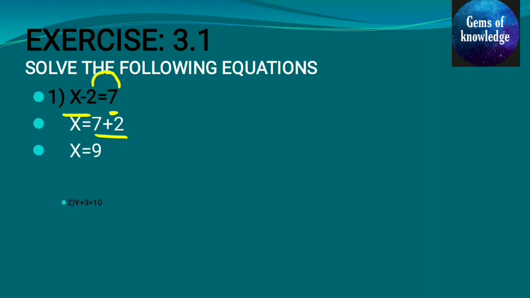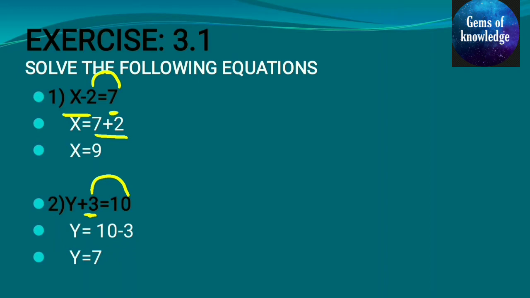Next question: y plus 3 is equal to 10. We have to find the value of y. We bring this plus 3 to the other side, and it becomes y is equal to 10 minus 3. It was plus already, and when it goes to the right side it becomes minus 3. What is 10 minus 3? y is equal to 7. This is the solution for the second one.